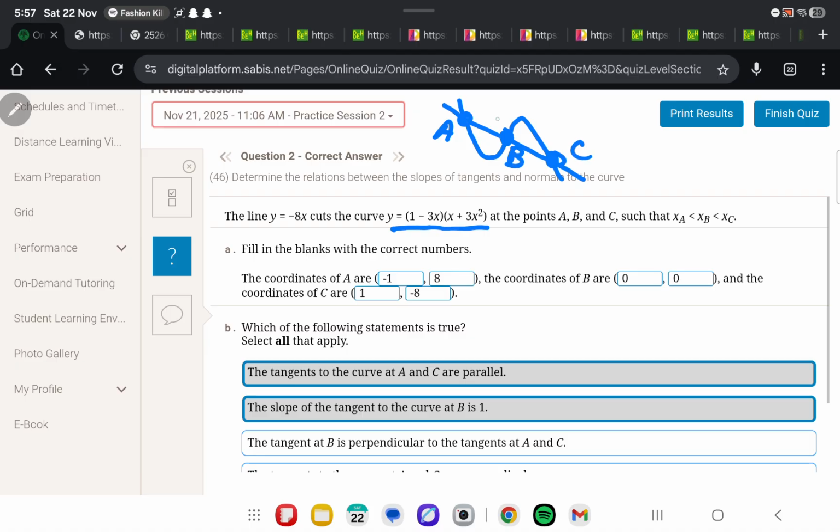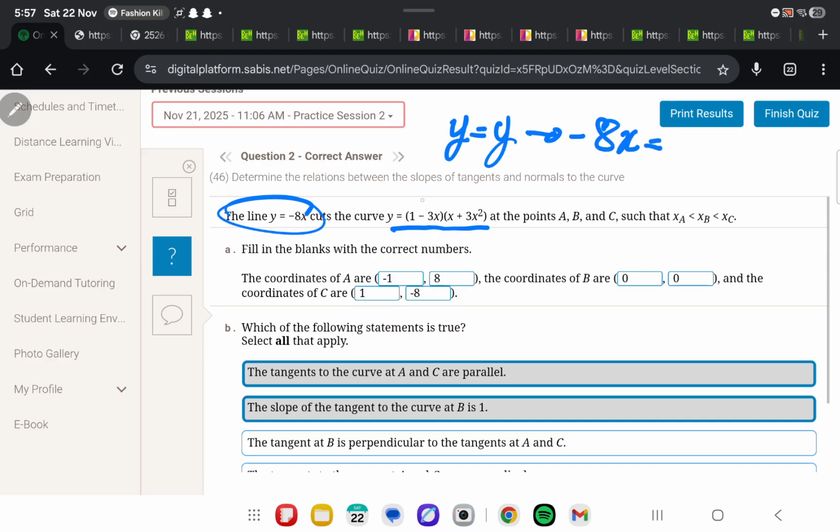You can notice at these points, right, the y coordinate of the line negative 8x is equal to the y coordinate of the curve, right? And that's exactly what we're gonna do. So what we're gonna write is y equals y, which means negative 8x is equal to 1 minus 3x, into x plus 3x squared. Okay, so we have this.